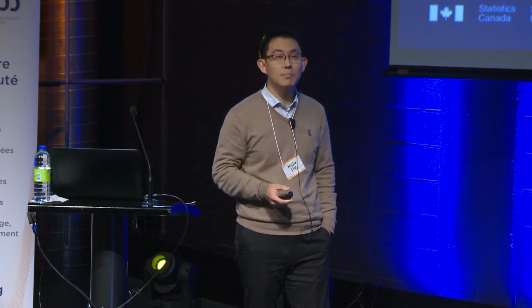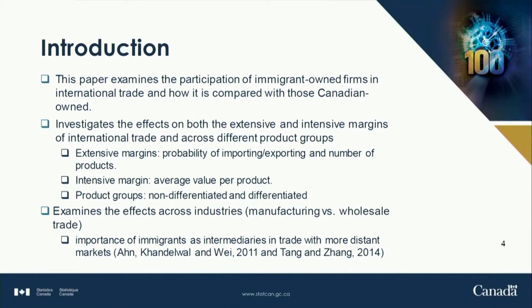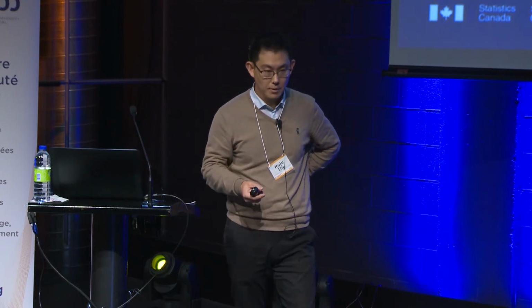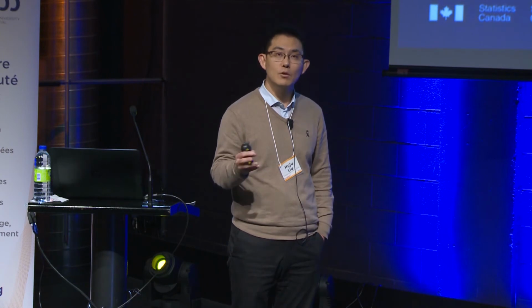This paper looks at a particular angle of immigrant participation in trade, that is the immigrant-owned firm. How do immigrant-owned firms participate in international trade as compared to Canadian-owned firms? We look at the impact on both the extensive margin and the intensive margin. The extensive margin includes the probability of the firm importing or exporting and also the number of products imported or exported. The intensive margin is the average value per product.